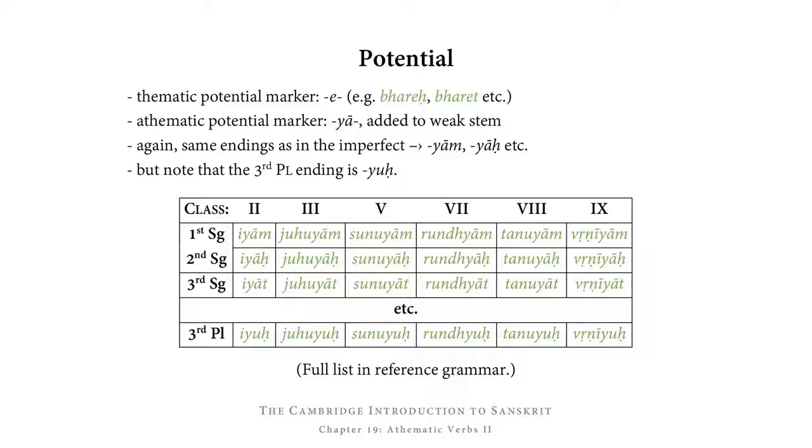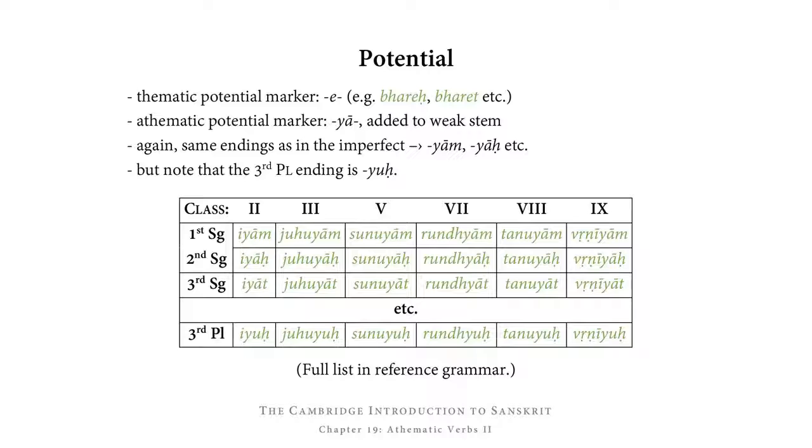Again, we have the same endings in the potential as we have in the imperfect, and so what we find added to the stem is yam, yach, yat, and so on. But note that in the third plural, the ending is yuch. So for example, in class 2 of the verb I, eti, to go, we have iyam, iyach, iyat, third plural iyuch. Class 3, hu, to pour or to sacrifice, juhuyam, juhuyach, juhuyat, third plural juhuyuch, and so on.